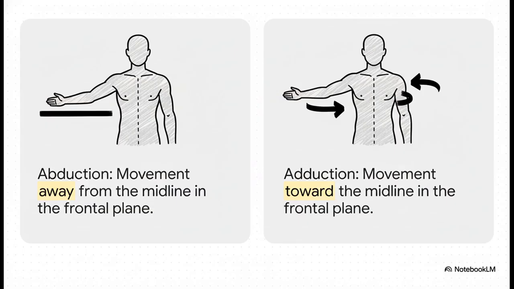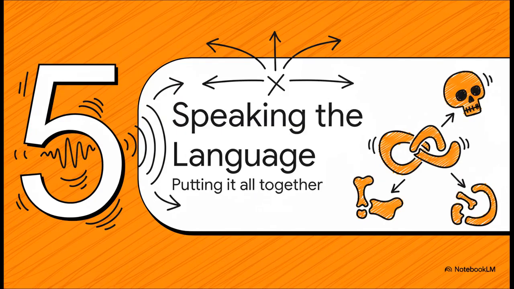Next up, we have abduction and adduction, and these happen in the frontal plane. Abduction is when you move a limb away from the body's midline. A really easy way to remember this one is that to abduct something is to take it away. Adduction is the opposite. You add the limb back toward the midline. See? Easy. All right, let's put it all together.